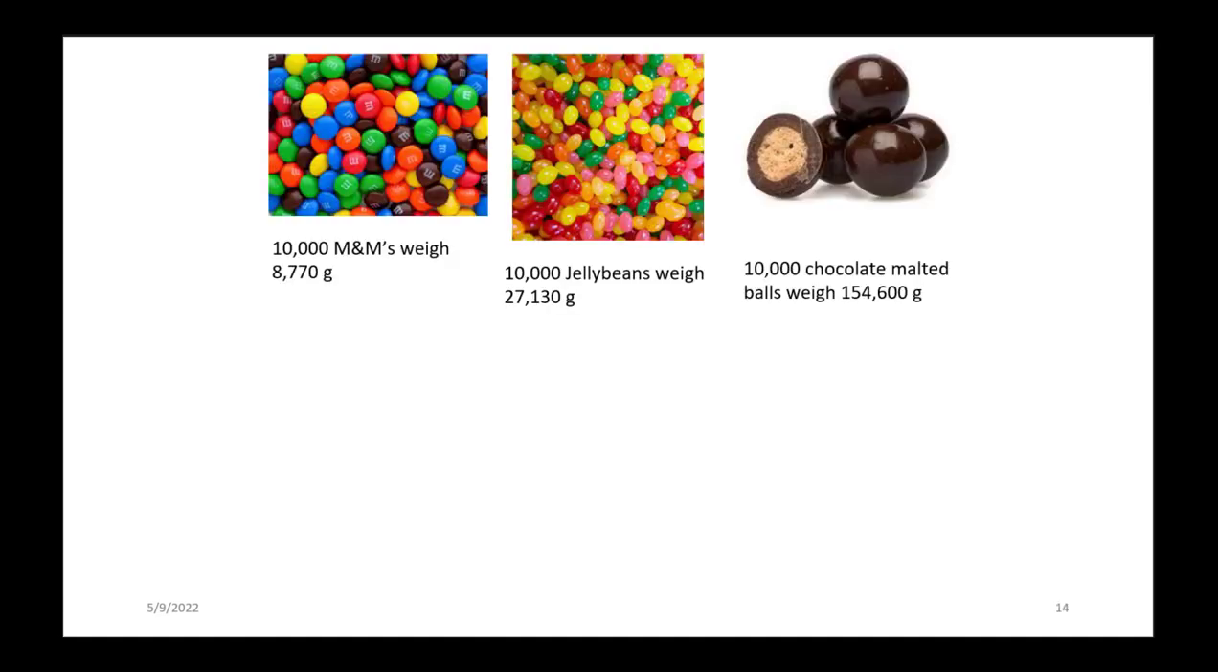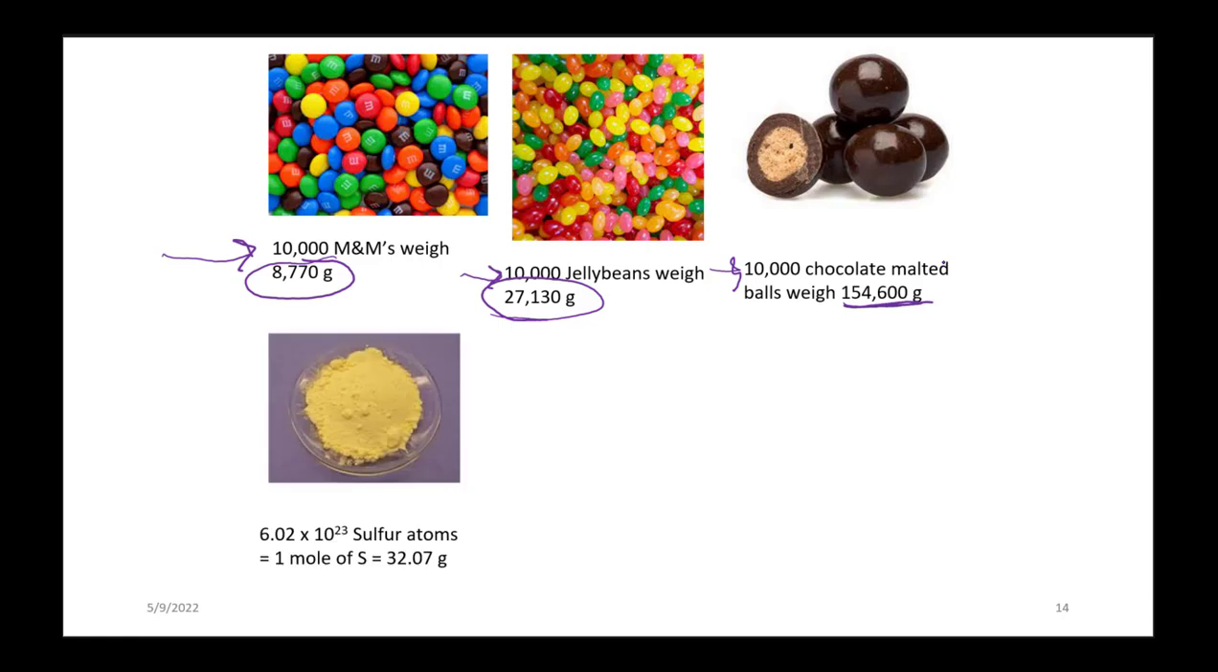Now I want you to think about 3 different candies here. Let's say that I have 10,000 M&Ms, 10,000 jelly beans, 10,000 chocolate malted balls. So I have the same amount of each of these different candies. But notice that 10,000 M&Ms weighs just shy of 9,000 grams. 10,000 jelly beans, whoa, is quite a bit more, just over 27,000 grams. But man, 10,000 chocolate malted balls is 154,000 grams. So I can have the same amount of substances, but they weigh very differently.